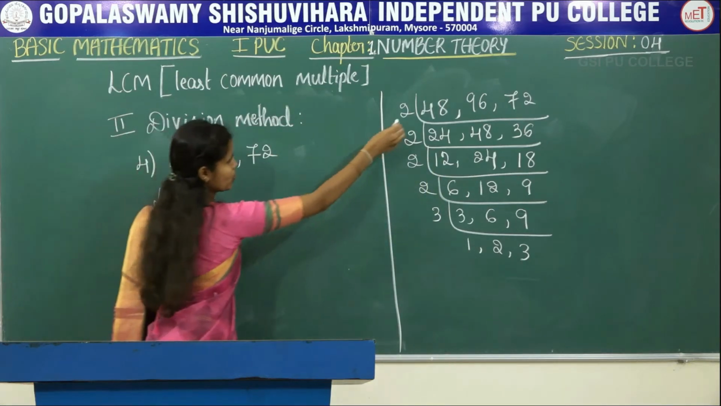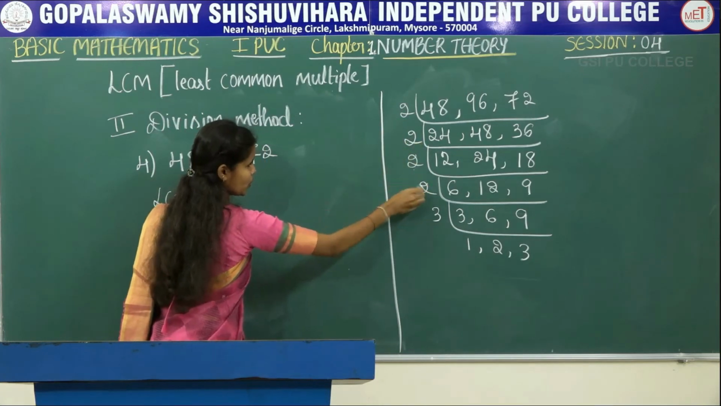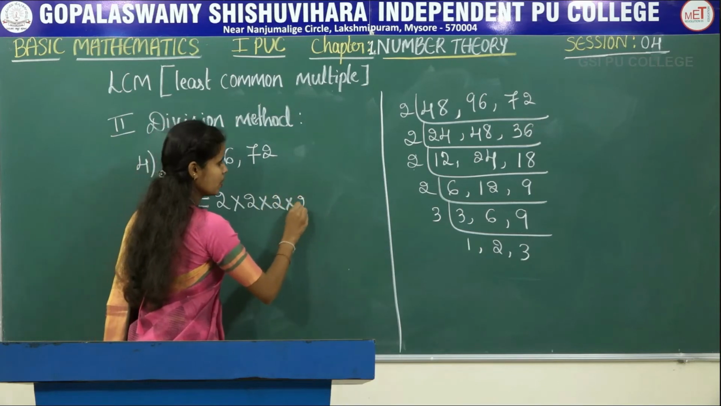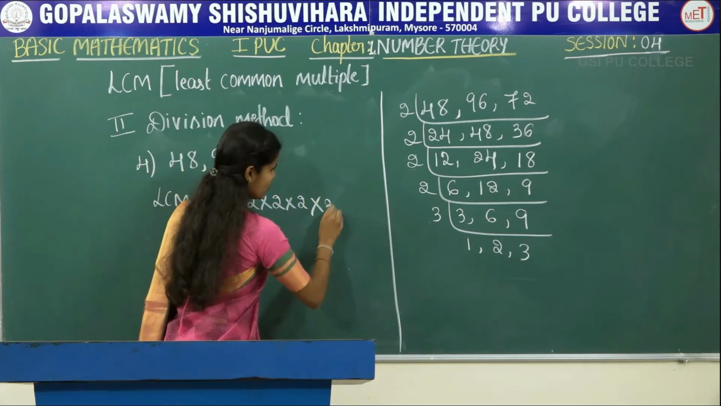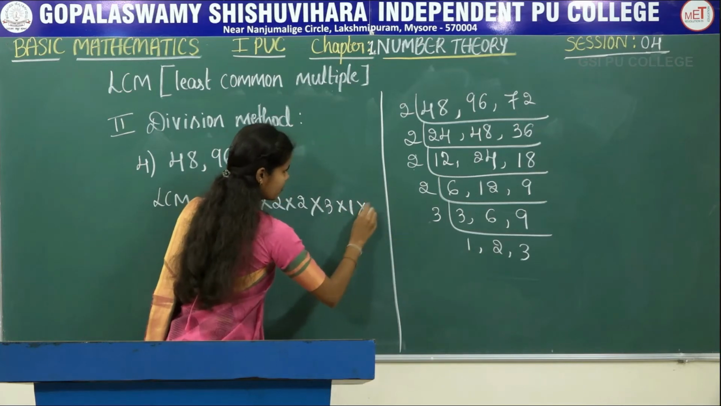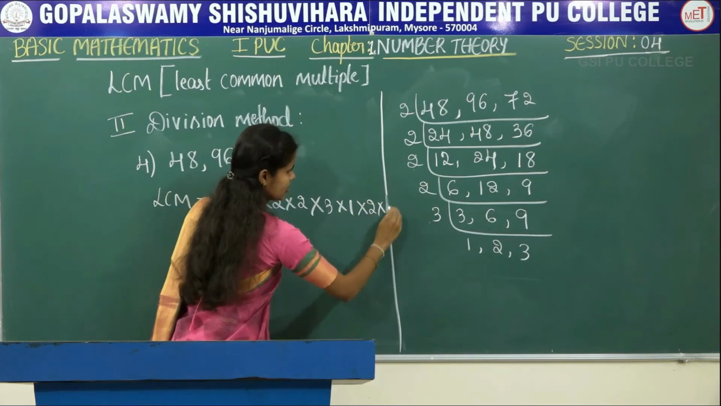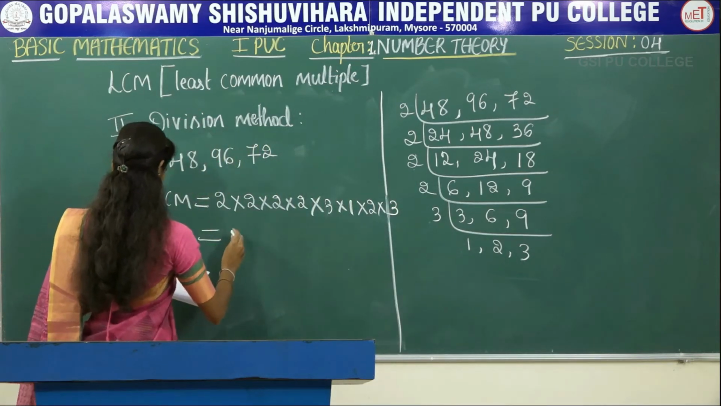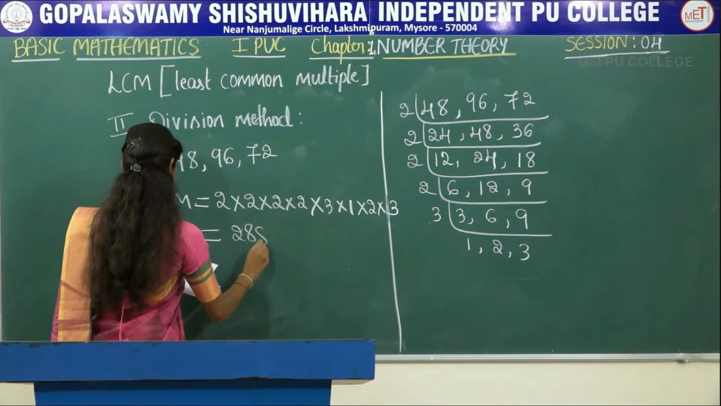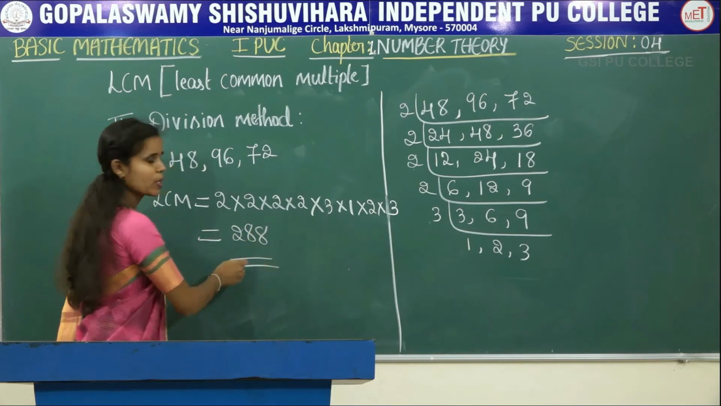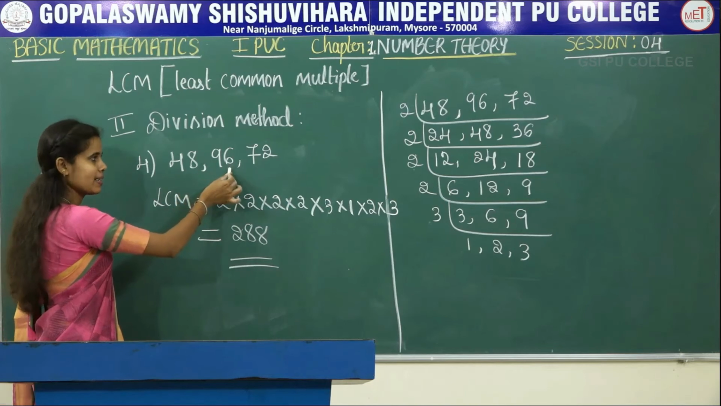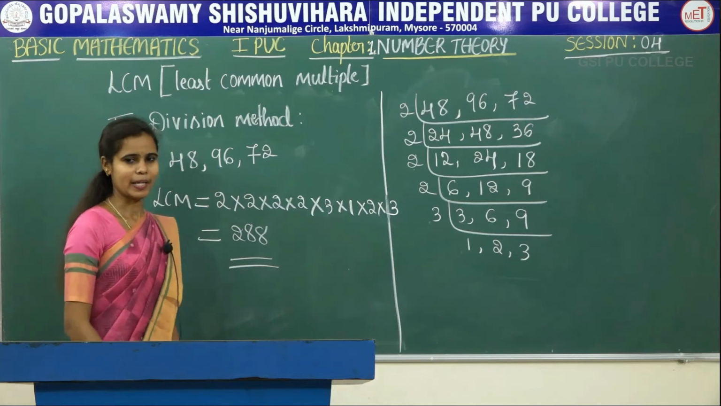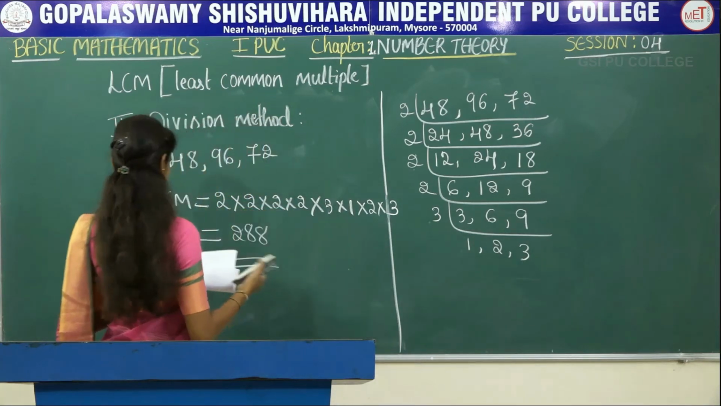Therefore LCM is equal to 2 into 2 into 2 into 2, 4 times, into 3 into 1 into 2 into 3. So this is equal to 288. So therefore the LCM of 48, 96 and 72 is equal to 288. Okay. Next problem, fifth one.